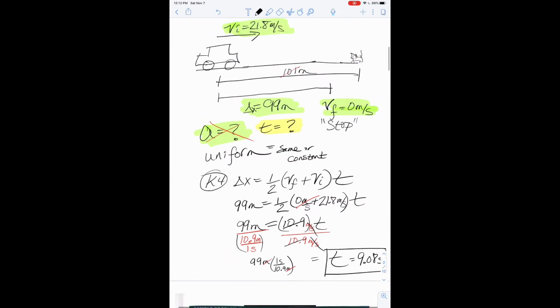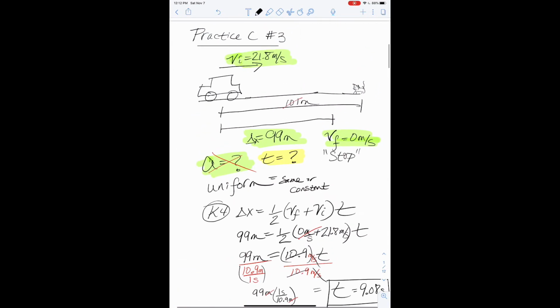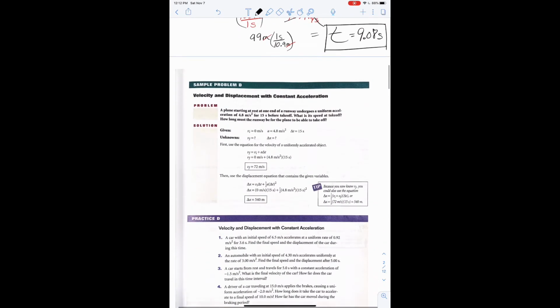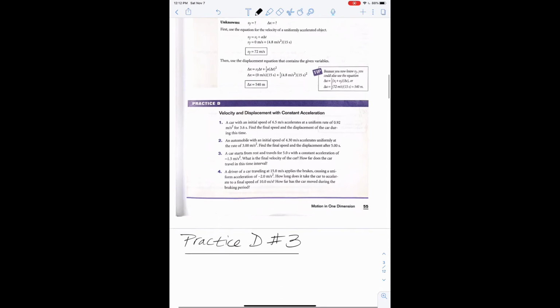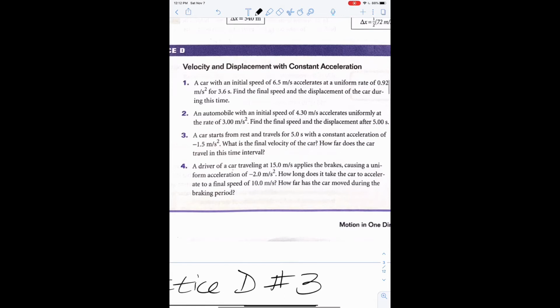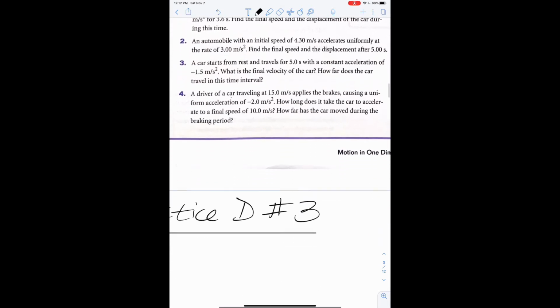Okay, let's go ahead and move on to the next practice and do one from practice D. All right, so practice D, the problem we're going to work out is number 3, and it says a car starts from rest and travels for 5 seconds with a constant acceleration of negative 1.5 meters per second squared. What is the final velocity of the car? How far does the car travel in the time interval?